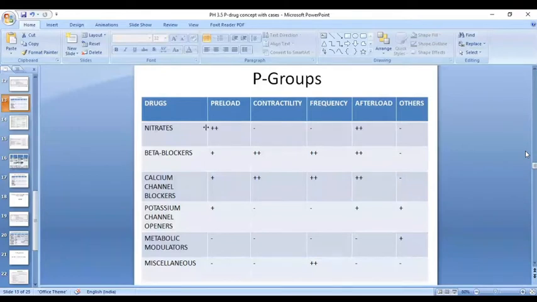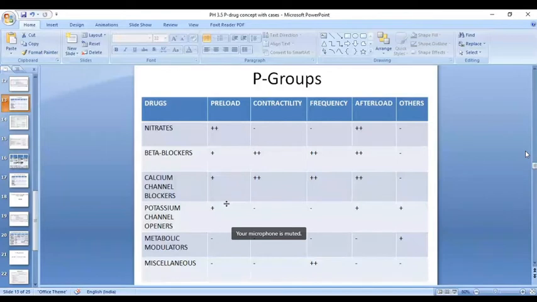Now we know that nitrates help in angina by decreasing the preload, and they are also decreasing the afterload. So that's why they provide rest to the heart, and hence the pain of angina is relieved. Beta blockers, you know, decrease the contractility of the heart, so the cardiac work is reduced, the heart rate is reduced, and hence the oxygen demand is reduced, and again they are helpful.